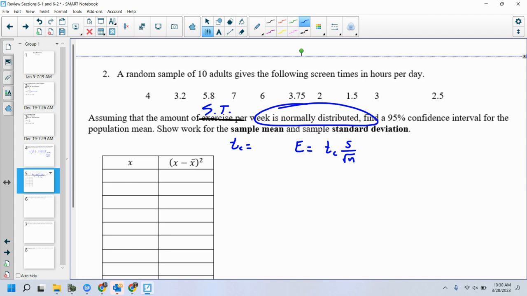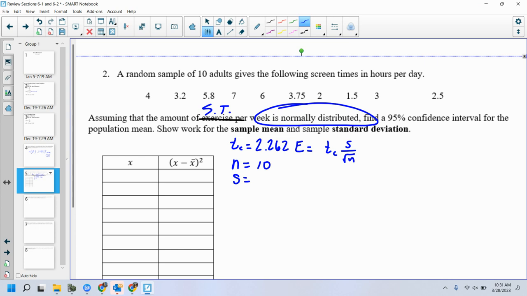So 95% with my confidence interval. And what is my degrees of freedom here? Nine. So I've got 9 degrees of freedom. And I'm 95%. So 2.262. At least that's what I'm seeing here. 9 degrees of freedom, 95% confident, 2.262. And I know my n is obviously 10, but I don't know this S.